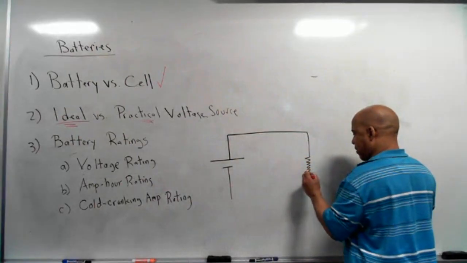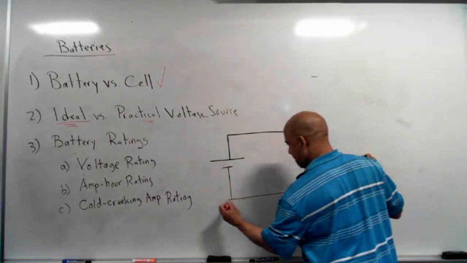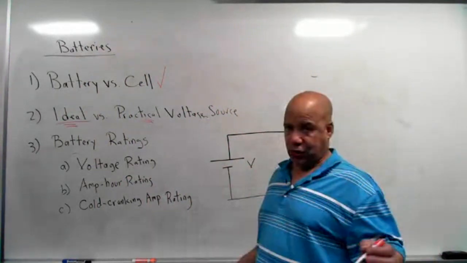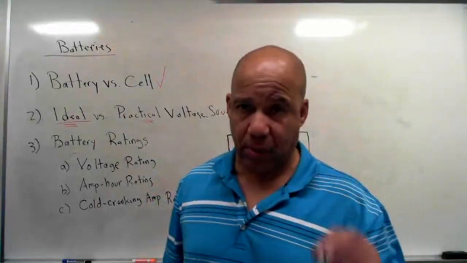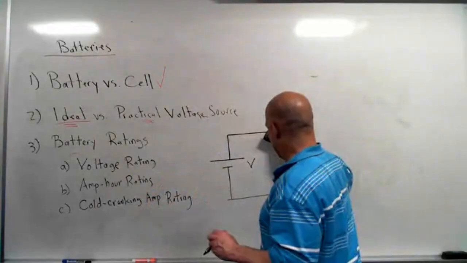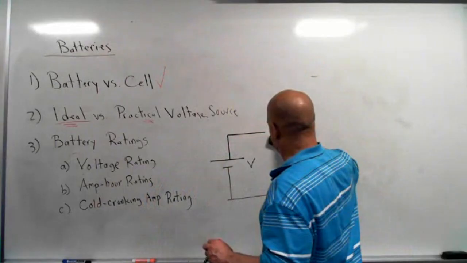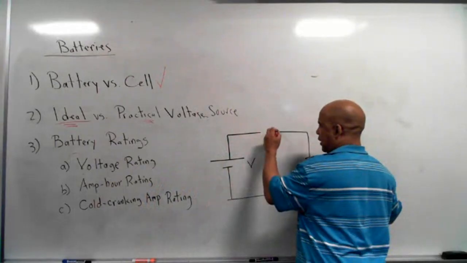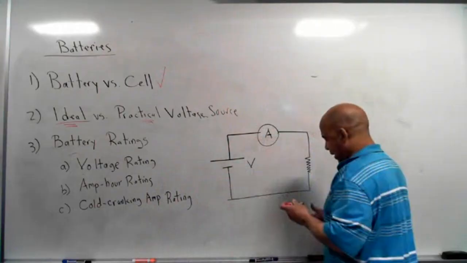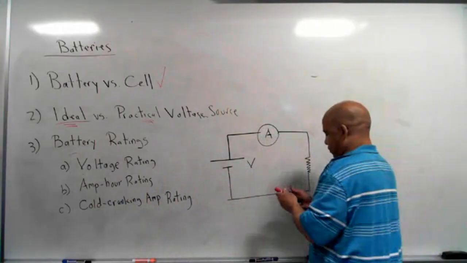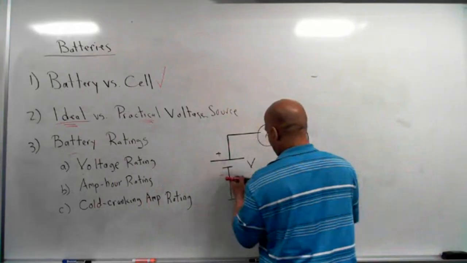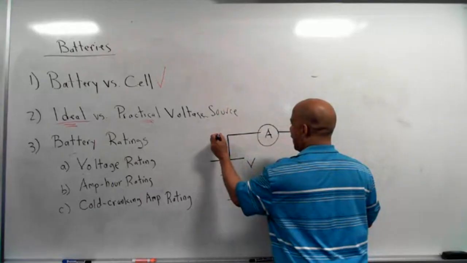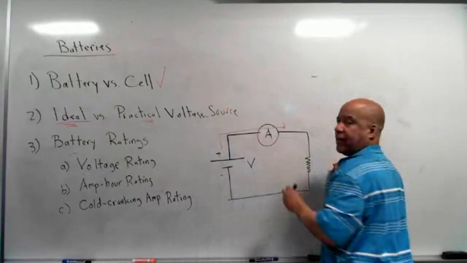Got a resistor right here. Got a certain voltage. And what I'm going to do is measure the current flowing in the circuit. So I'm going to put a meter right here that measures current. It's called an ammeter. A is for amps, and I'll draw it as a circle. Now current will flow from my battery, from my cell, to my meter, and I'll get a reading.